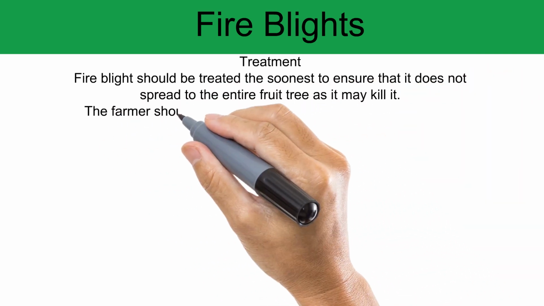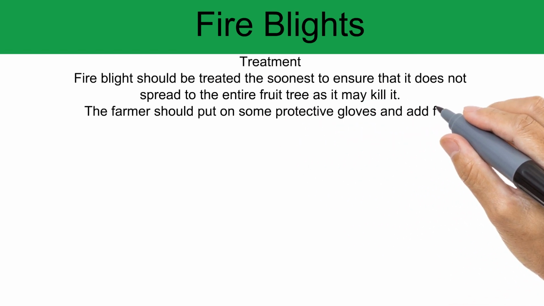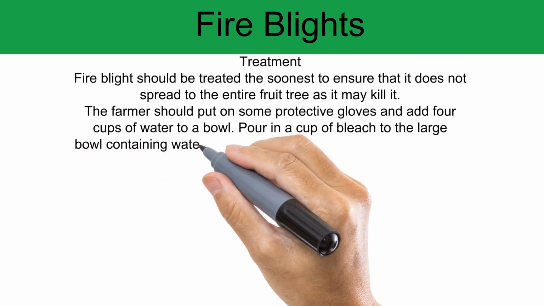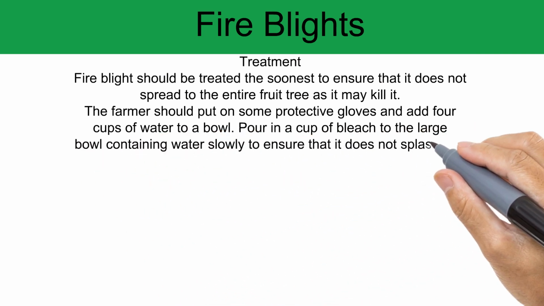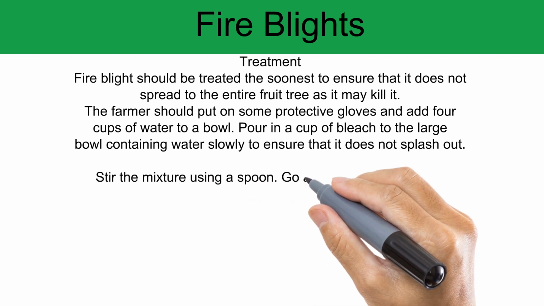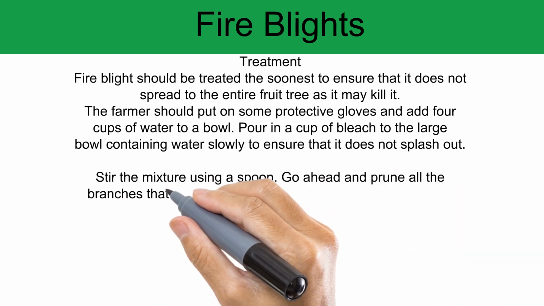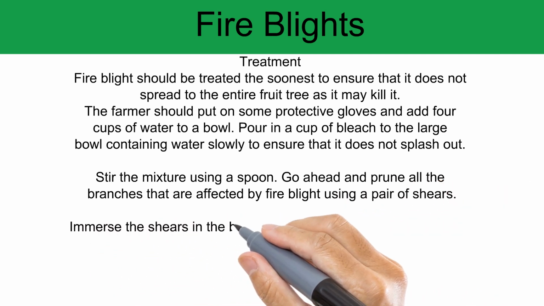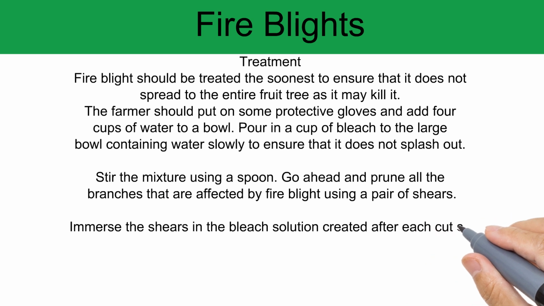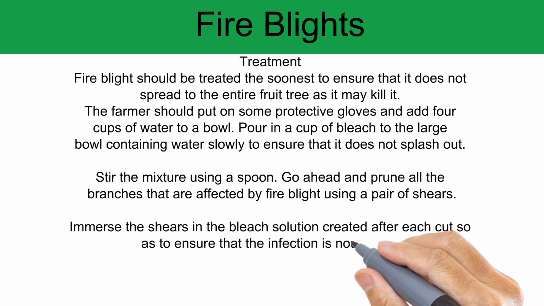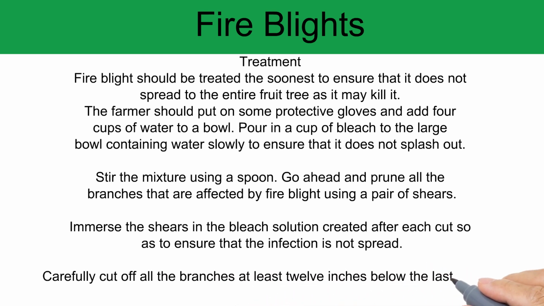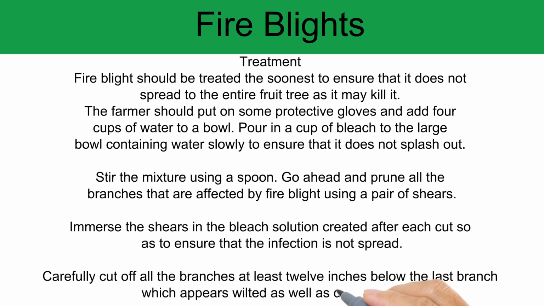The farmer should put on some protective gloves and add 4 cups of water to a bowl. Pour in a cup of bleach to the large bowl containing water slowly to ensure that it does not splash out. Stir the mixture using a spoon. Go ahead and prune all the branches that are affected by fire blight using a pair of shears. Immerse the shears in the bleach solution after each cut so as to ensure that the infection is not spread. Carefully cut off all the branches at least 12 inches below the last branch, which appears wilted as well as discolored.